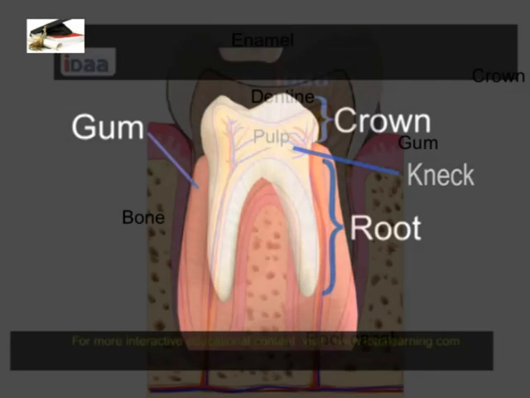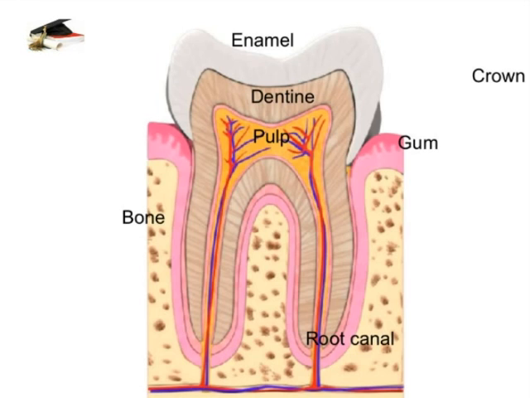The crown is covered with a hard non-living layer called enamel that is made up of calcium phosphate and carbonate. The enamel is a protective covering of the tooth that also forms a surface for biting and grinding of food.